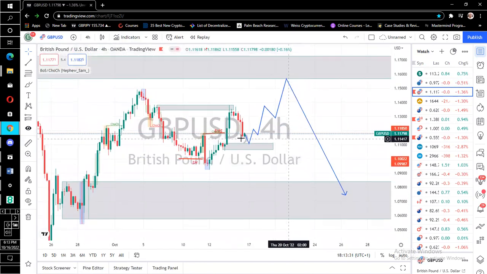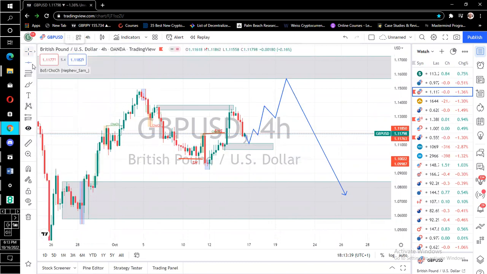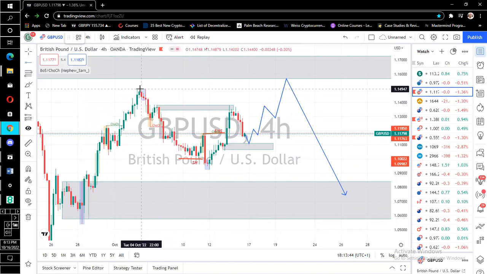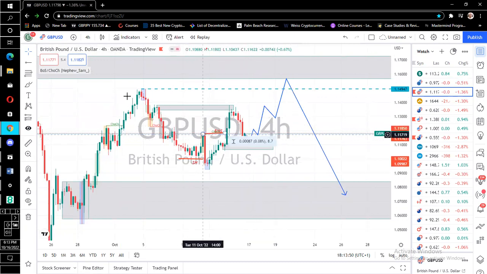GBPUSD, of course, I want to see them trade into this 4 hours fair value gap and then come up to take away this buy stop liquidity that we'll have here. So I would like to see them take out this buy stop liquidity, get mitigated here, then find a way to go to the downside.